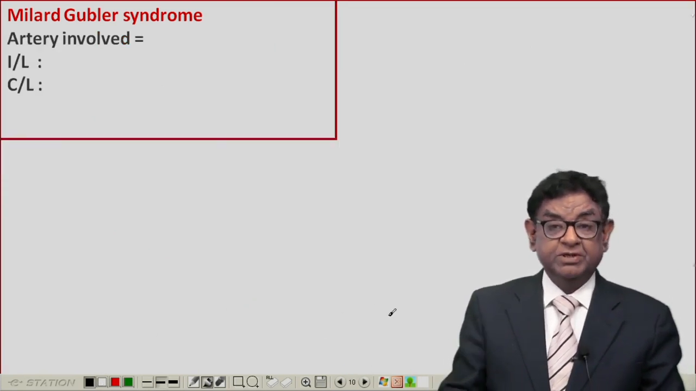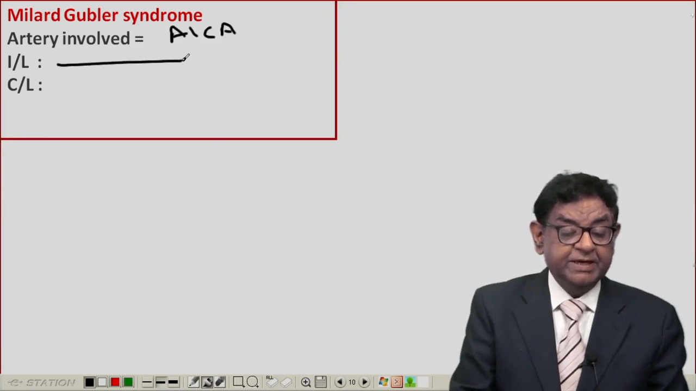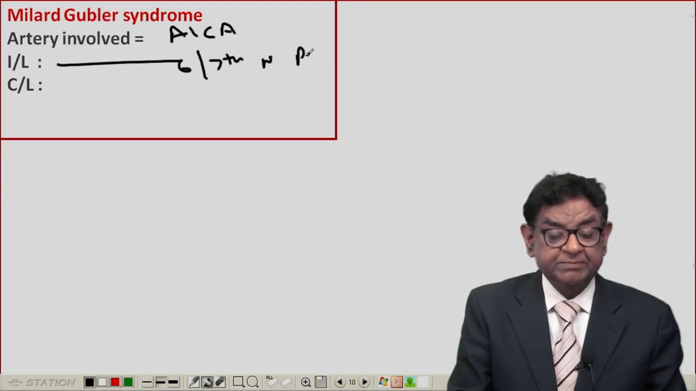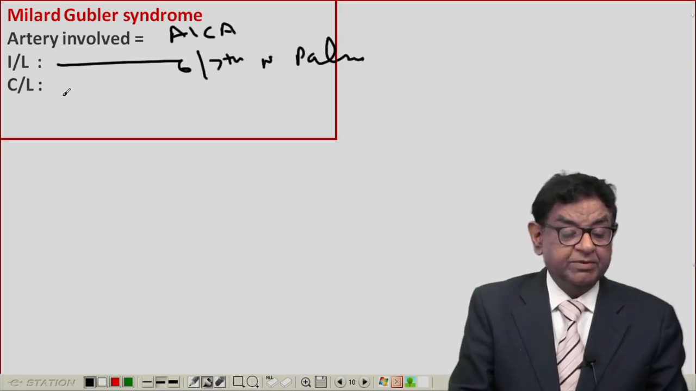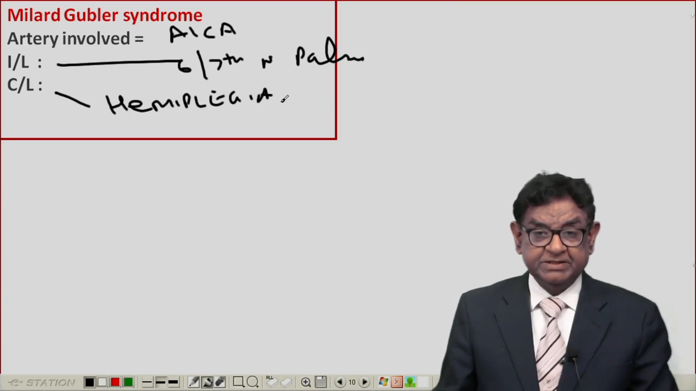So in Millard-Gubler syndrome, the artery involved is the AICA. There will be ipsilateral sixth and seventh nerve palsy, and there will be contralateral hemiplegia or hemiparesis.